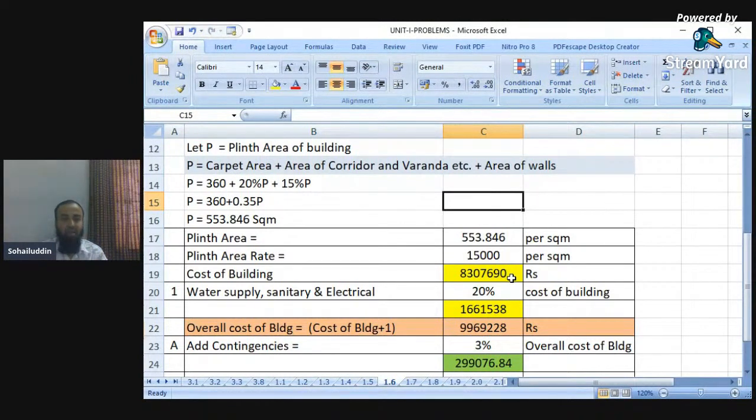Again, only one head is there, that is water supply, sanitary and electrifications. Therefore, cost of building is the addition of cost of building plus the extra charges required for water supply, sanitary and electrifications. So the sum total is 9 crores 96 lakhs 9,228. This is the overall cost of building.